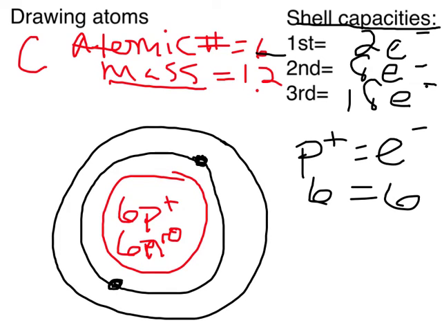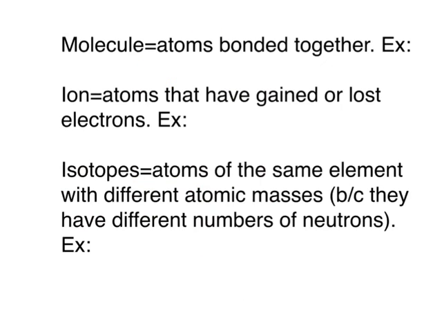Now, this shell will hold 8. I only have 4 to place, which is perfect. I have enough electrons that will fit in this shell, so I don't have to actually go to the third shell. So here's 1, 2, 3, and 4. So I've now drawn my atom based on the information from the periodic table that you see there.